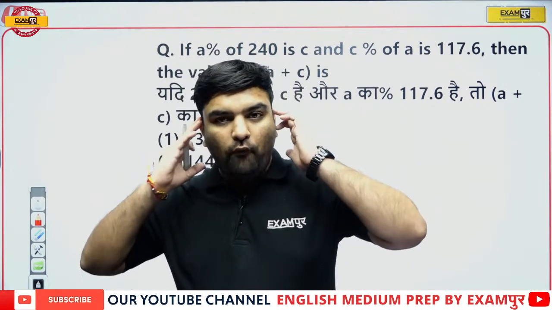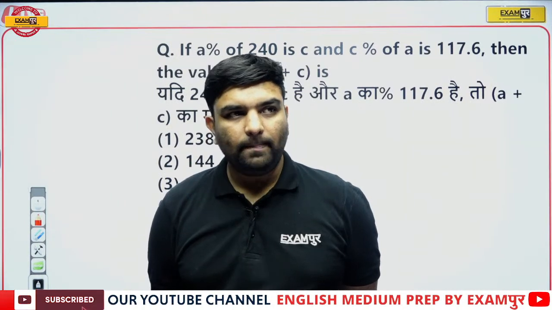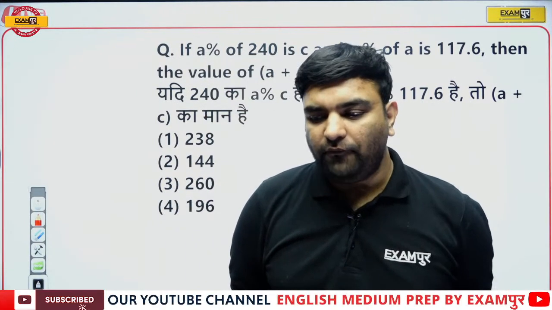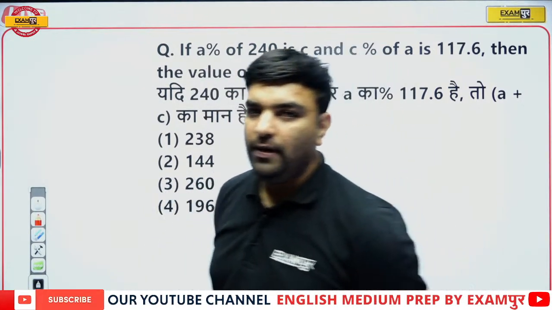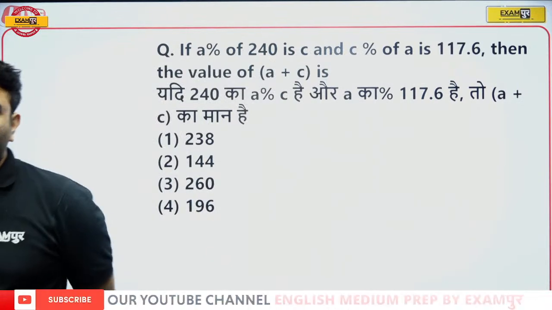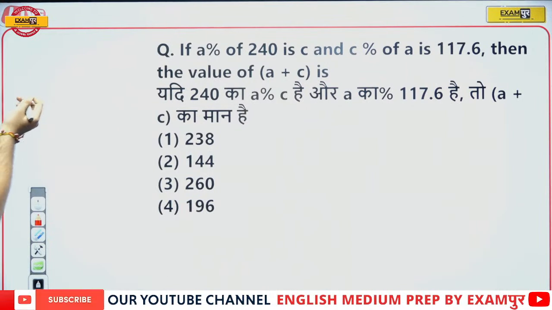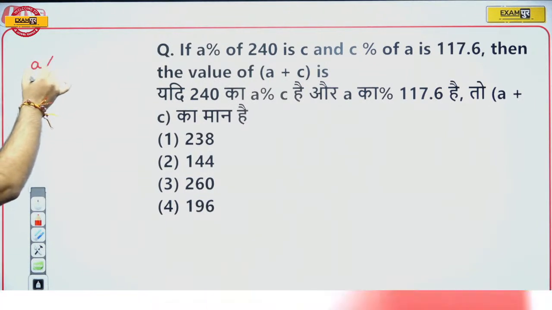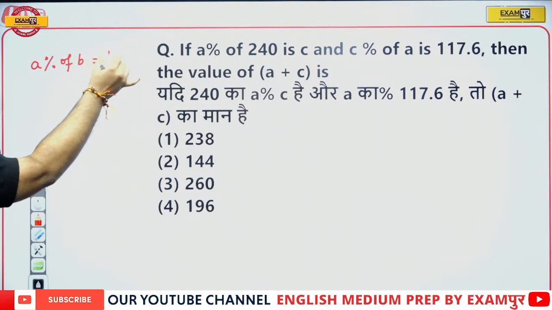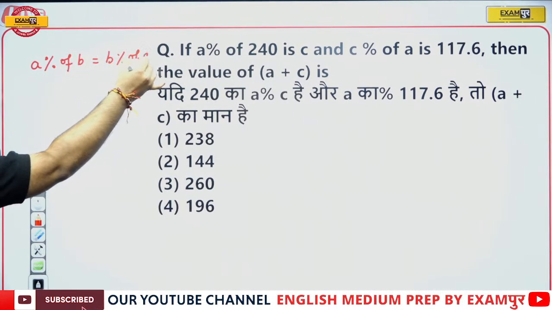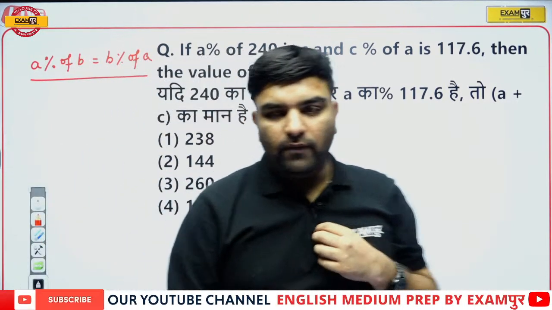A% of 240 is C and C% of A is 117.6. What is the value of A plus C? I must have told you yesterday that A% of B is equal to B% of A.